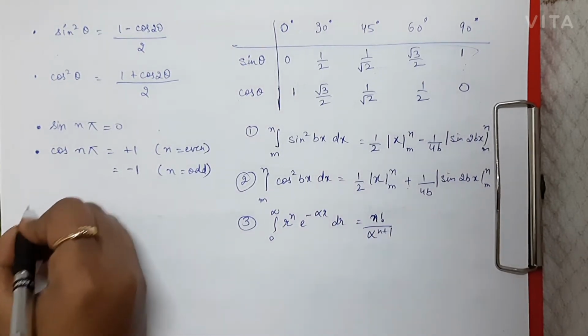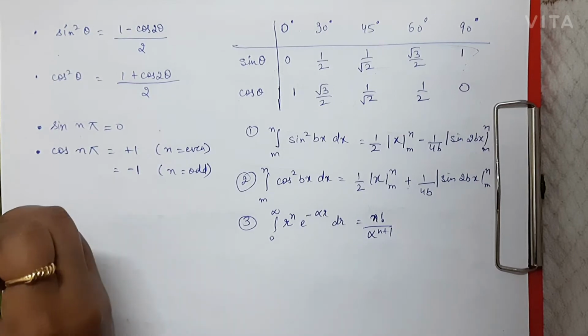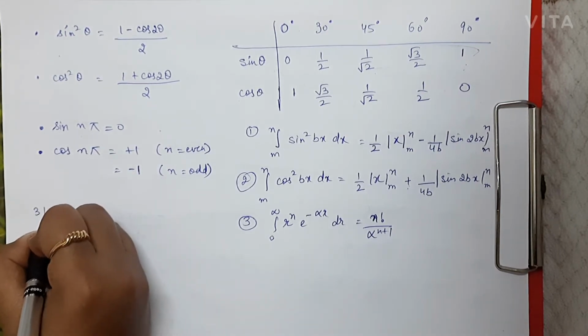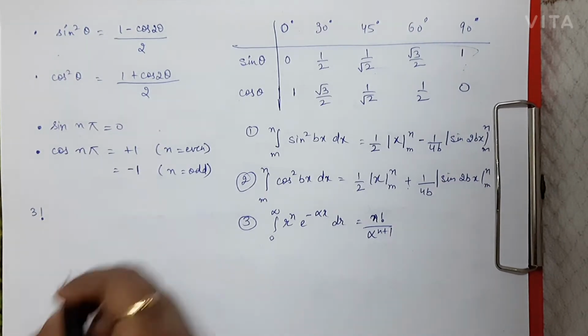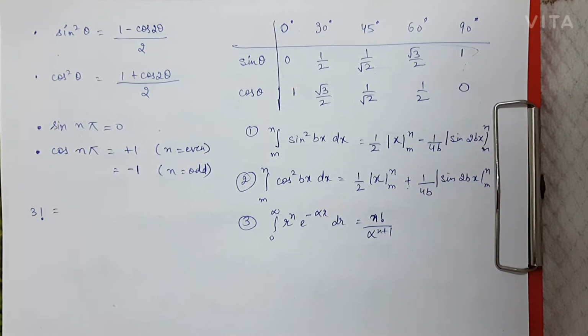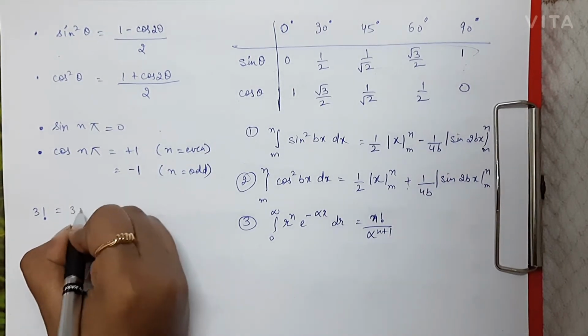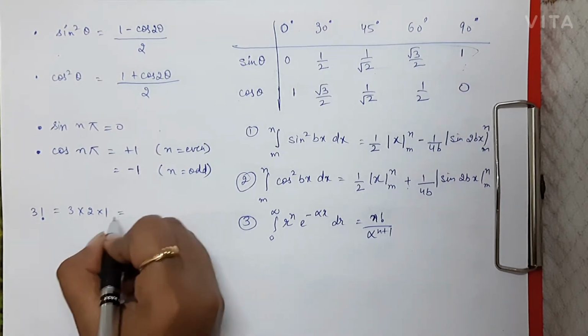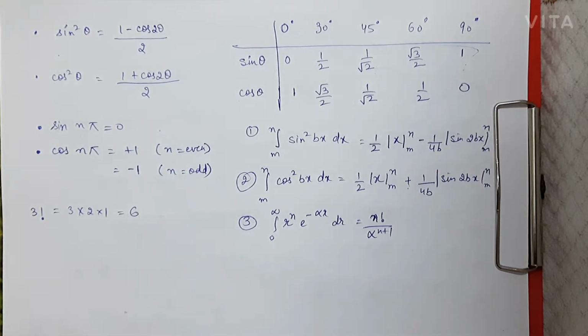Now what is factorial? If I give you a general idea about a factorial, suppose I want to find out the value of 3 factorial. So 3 factorial will be 3 into 2 into 1, as simple as that. Just multiply 3 into 2, 6. So this is basically what factorial is.